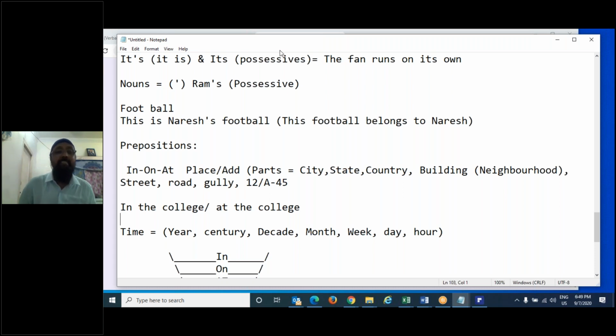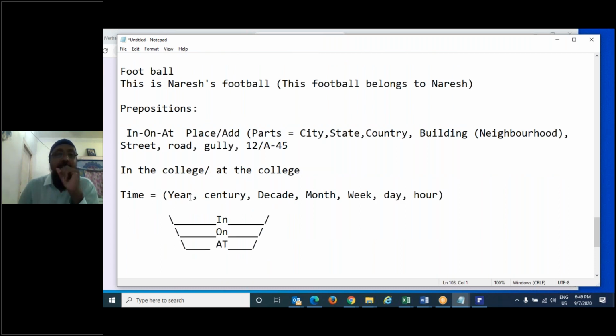Okay, now at the same time, if we talk about time, when are we supposed to use in, on, or at? So year is a bigger place, bigger time. Century is a bigger time. Decade is a bigger time. Month is a bigger time. So all of them accept in the year.